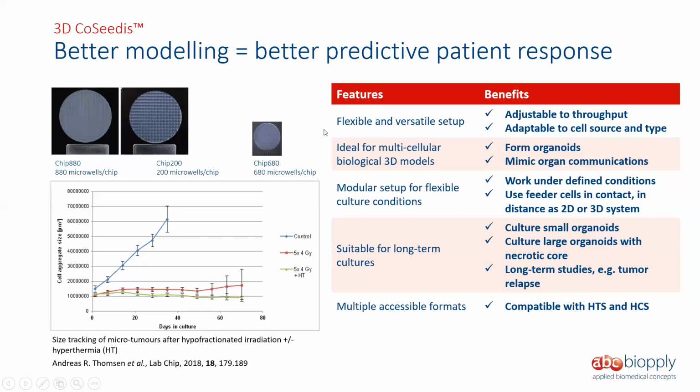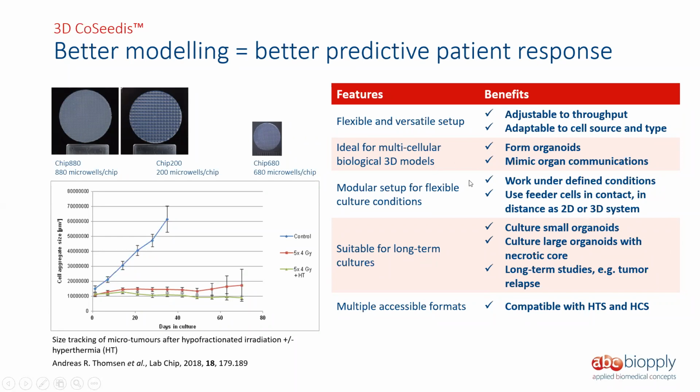It has been therefore our goal from the very beginning to build a very flexible and versatile setup that is not only adjustable to throughput, but that should also give the researcher a lot of possibilities to adapt to different cell sources and cell types.